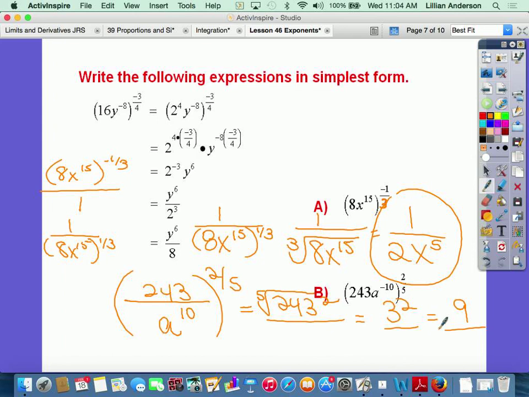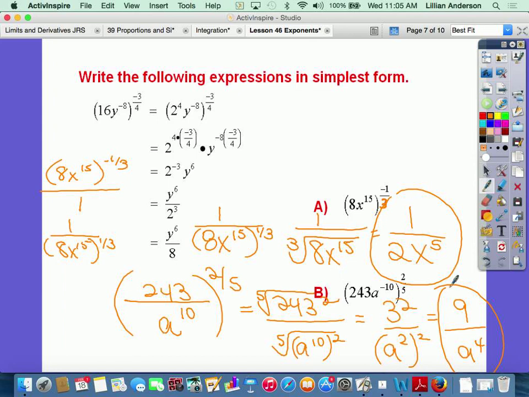Is everyone okay with the numerator? All right. Now at the bottom, you have a to the 10th being raised to the 2/5. We can do it the same way. I'm going to have a 5th root, and it's going to be squared. What is the 5th root of a to the 10th? a to the 2. I'm still squaring it. What's 2 times 2? 4.